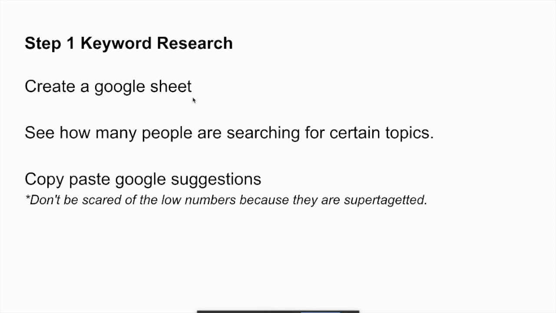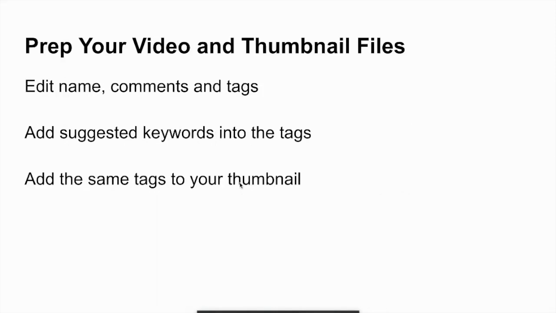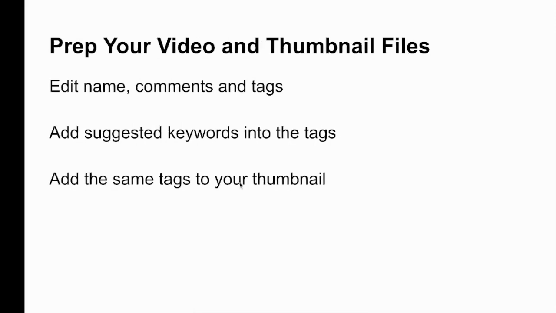So we created our sheet. We found out how many people are searching. Copy, paste Google suggestions. And don't be scared of low numbers. They're super targeted, so that's great. Next, we want to prep our videos and our thumbnails before we actually upload them into YouTube. So I'm going to show you how to do that next.